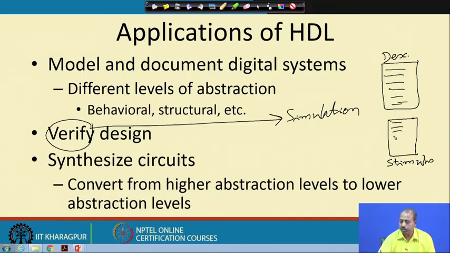So, we define certain stimuli, and we have some expected behavior for each of these stimuli. Now, what you can do is apply the first stimulus onto the circuit and see whether it gives the desired response or not. Then you apply the second stimulus and see whether it gives the desired response or not. For a combinational design, you can apply these stimuli in any order. For a sequential design, you have to apply them in a proper order only.